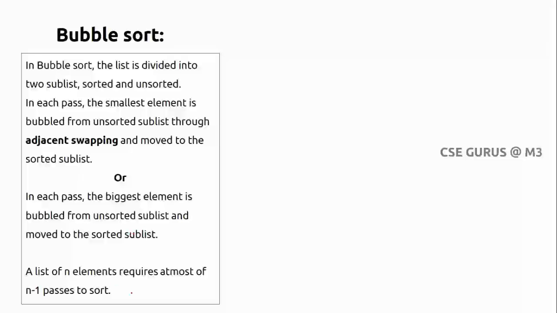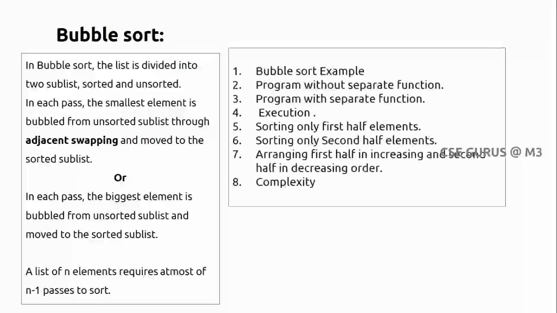Of course, a list of n elements requires at most n minus 1 passes to sort. Here we'll see one example of bubble sort and a program, of course without a separate function, with a separate function, and I'll do the execution. Sorting only the first half, as we have seen in selection sort, here also we'll see, and sorting only the second half, and of course first half increasing, second half decreasing, all these things.